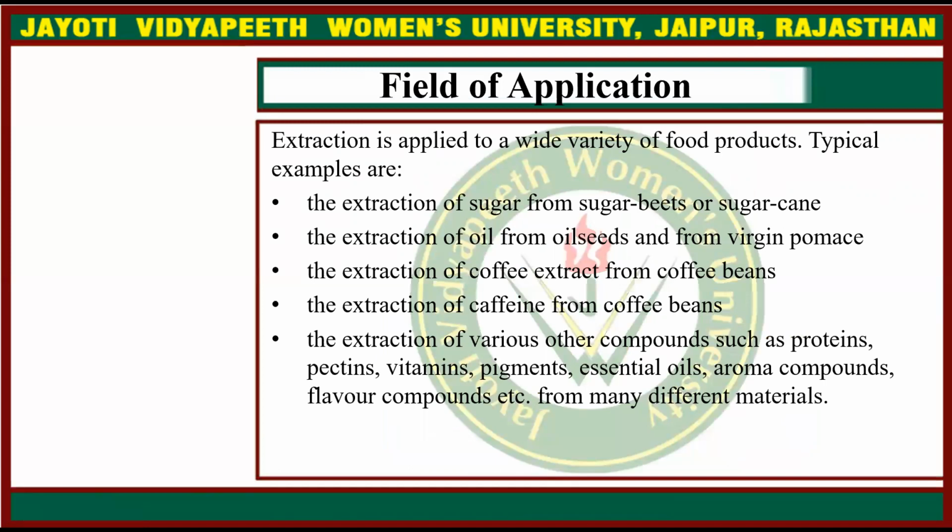Field of application: extraction is applied to a wide variety of food products. Typical examples are the extraction of sugar from sugar beets or sugarcane, the extraction of oil from oil seeds and from olive pomace, the extraction of coffee extract from coffee beans, and the extraction of caffeine from coffee beans, and the extraction of various other compounds such as proteins, pectins, vitamins, pigments, essential oils, aroma compounds, flavor compounds, etc.